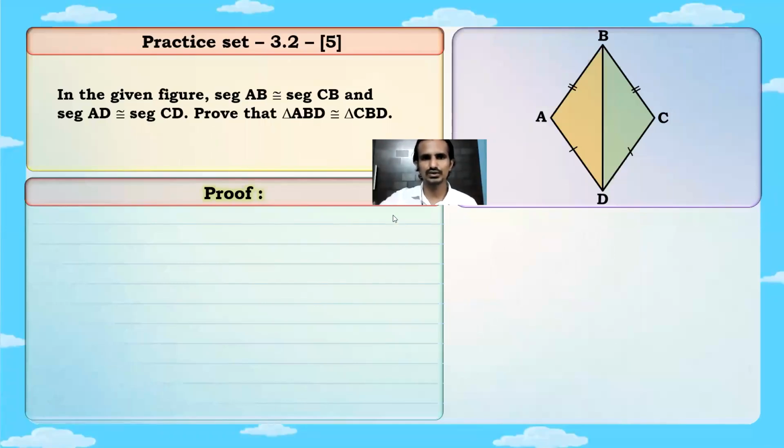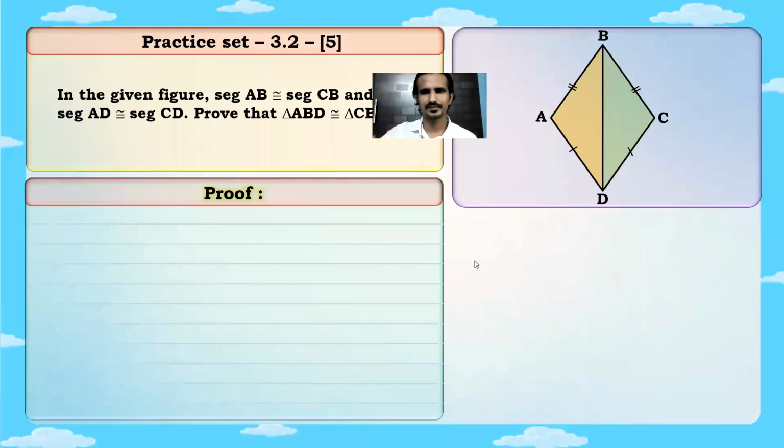What will you write in the solution? Sir, we have to write given and to prove, yeah, directly proof. Directly proof. Okay.